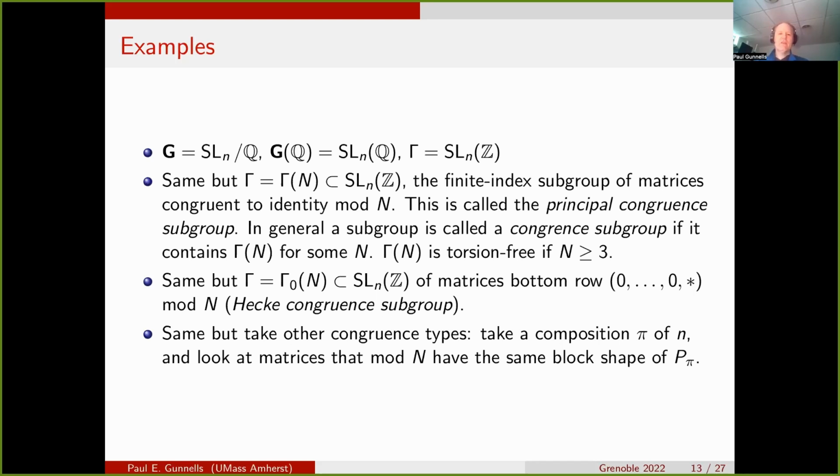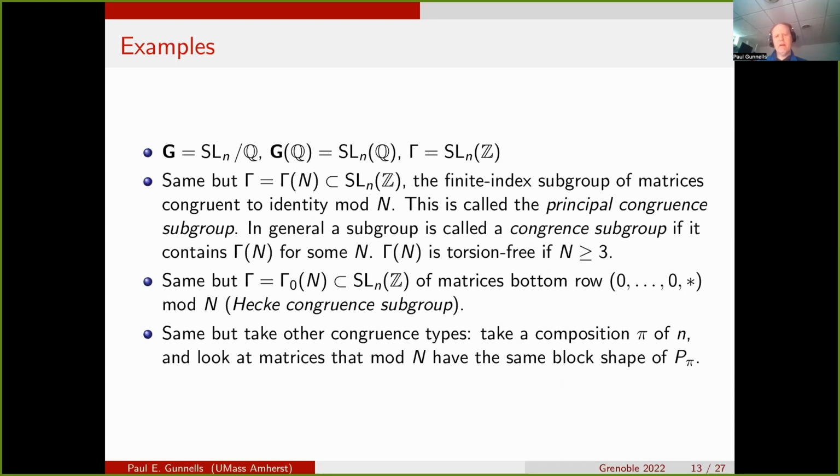We can get a generalization by looking at a different congruence condition. You're probably familiar with this group from little n equals 2. It's called Gamma_0(N). You take your n by n matrices and you require the bottom row to look like that when you work mod N. That's exactly the same definition as what you're used to when little n is equal to 2, but we now have a generalization to bigger n. This is sometimes called the Hecke congruence subgroup.